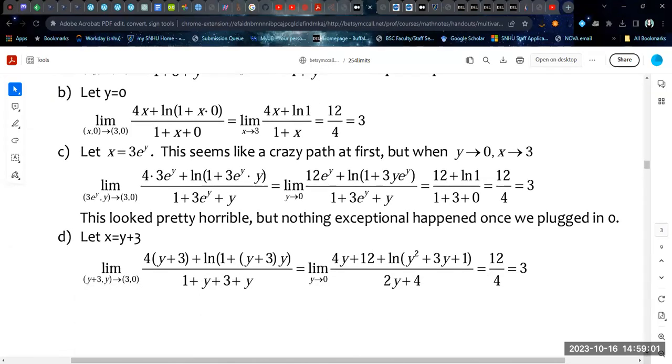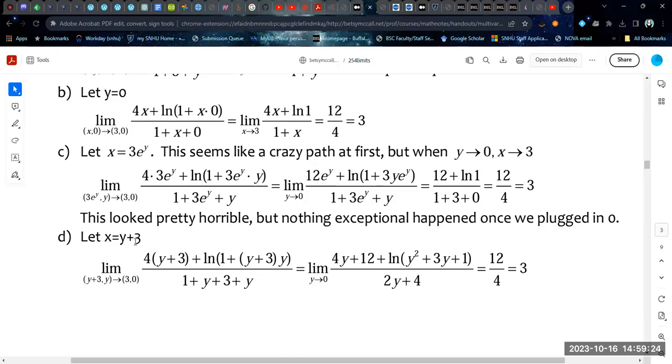What if we try some other points? What about some other paths? So I tried x equals 3e to the y. When y goes to 0, this also goes to 3. So this is going to reduce my problem to a single variable. I've got 3. What if I let x equal to y plus 3?